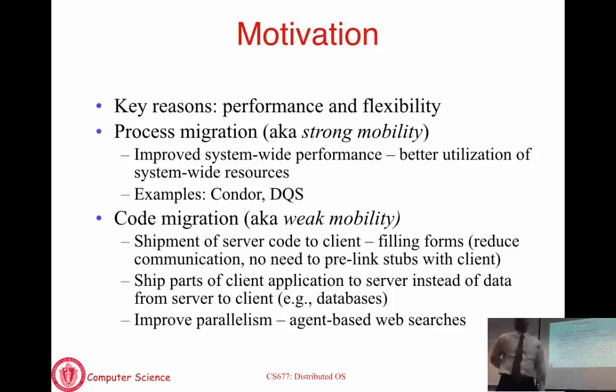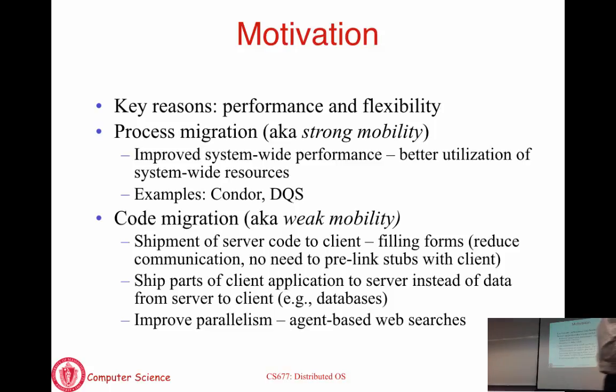I mentioned process migration maybe 2 or 3 lectures ago when I was talking about distributed scheduling. Remember when I said if a machine needs to offload some work to another machine, there are 2 ways to do this. One is you take a newly arriving request and just start that process in a new machine. Or you can take an existing process and move it. The latter is going to be called process migration, and the first one is going to be called code migration.